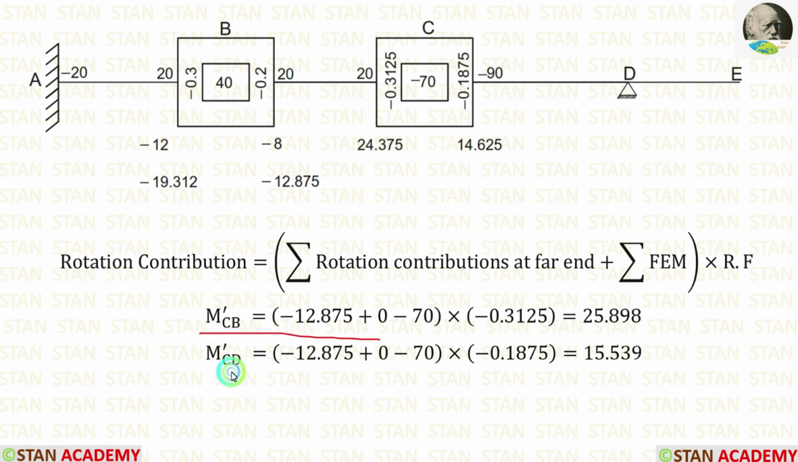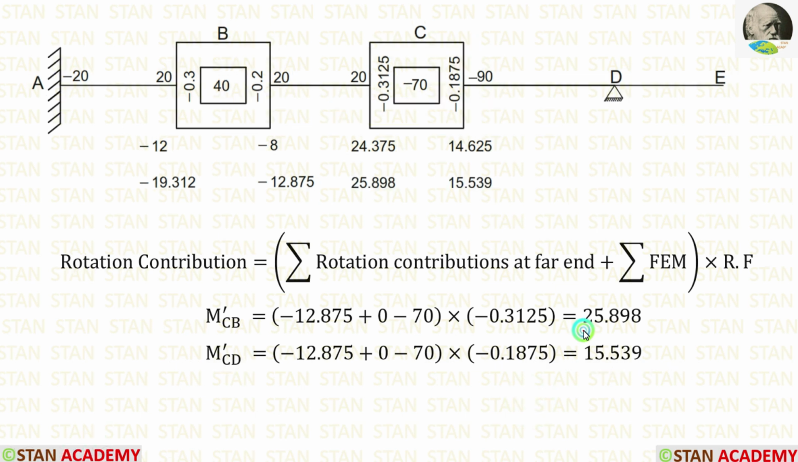We know that for m dash CB and m dash CD, all the values are same except the rotation factor. The rotation factor for CD is minus 0.1875. After the calculations, we are getting m dash CD is equal to 15.539. We can enter the value of m dash CB here and we can enter the value of m dash CD here. So we have finished the second cycle. Let us move to the third cycle.